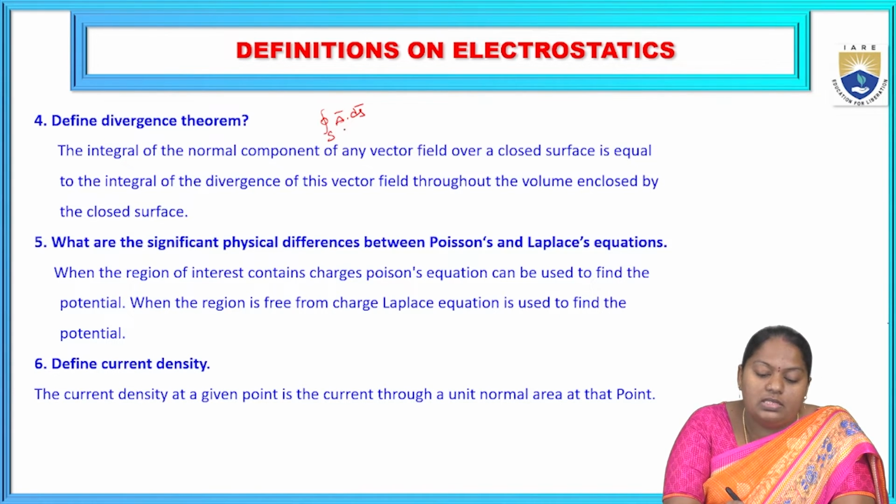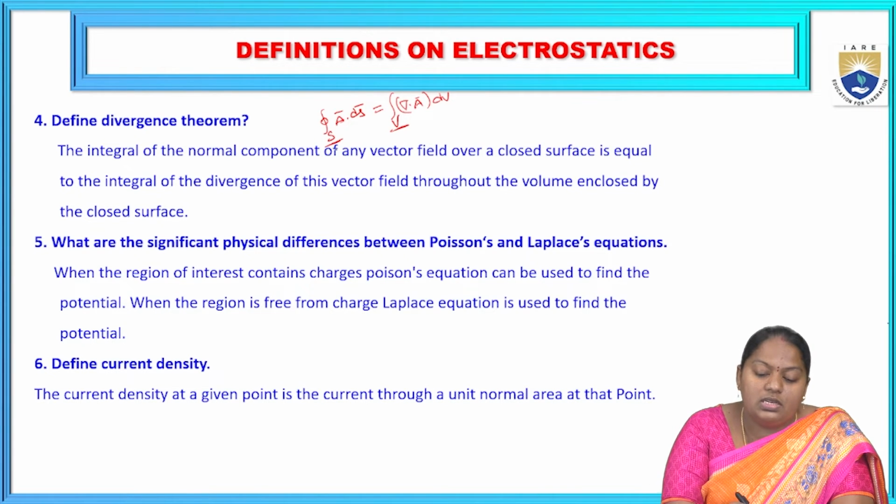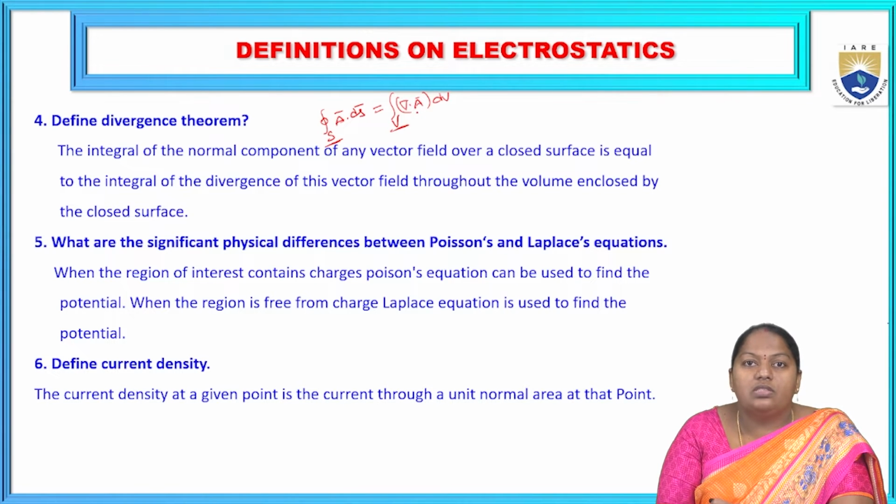That is, closed surface integral S A dot ds is equal to integral V del dot A dv. The divergence theorem gives the relationship between surface integrals and volume integrals, and it is given by closed surface integral S A dot ds is equal to integral V del dot A dv, where del dot A resembles the divergence of any vector field.